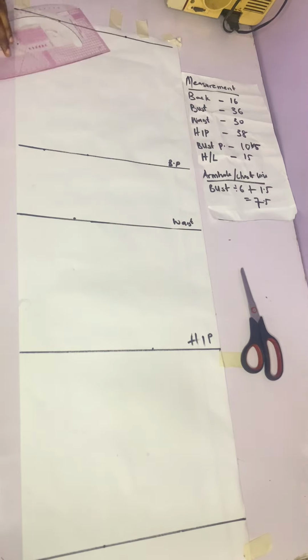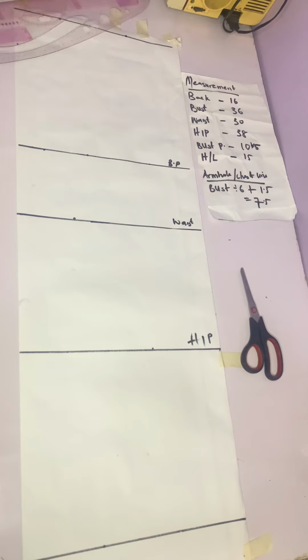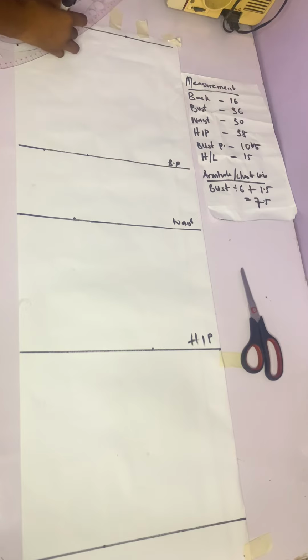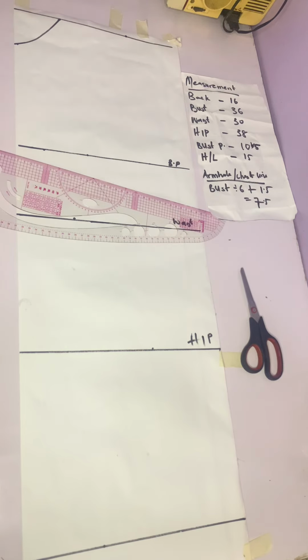Okay, I forgot to mention that the paper was folded into 2. So we are drafting the front pattern and the back pattern together. You can draft yours separately. I'm just trying to work with time. So already the paper is folded into 2 for the front and the back. In the back, we'll have our 2 inches for our zip allowance.